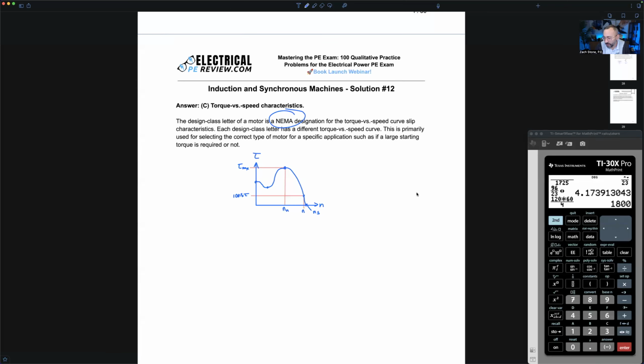Michael said the NEC is the electrical code letter. Yep. And the NEMA is the Manufacturers Association design letter.